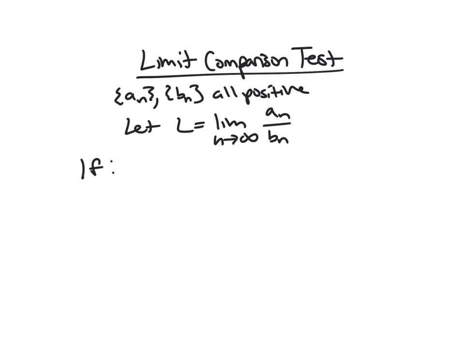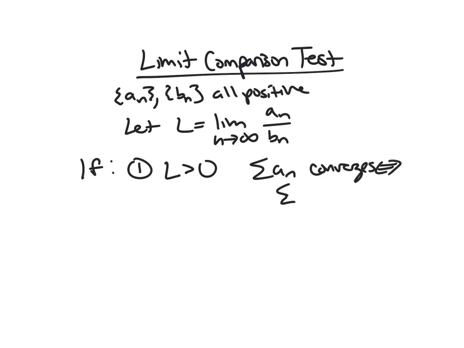Okay, so we're going to have 3 cases. So first, if this L is some positive number, okay, so finite number, then our series do the same thing. So the sum of the an's converges if and only if the sum of the bn converges. So why is this true?